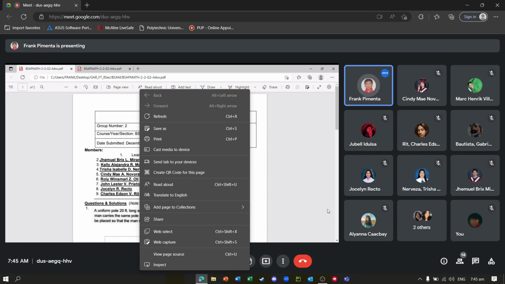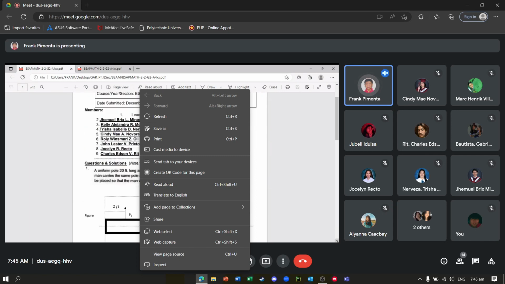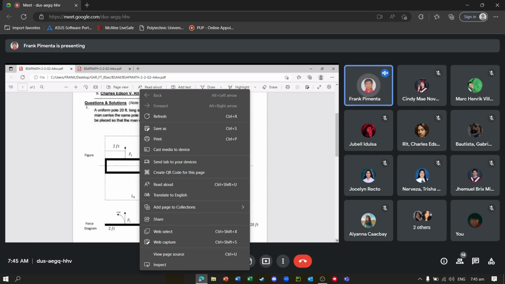Now, the concept of statics that we have covered in the lecture is not followed according to the procedure. So in solving problems like this, you have to understand what is this problem. Paano mo maintindihan to? You have to write what is given first.